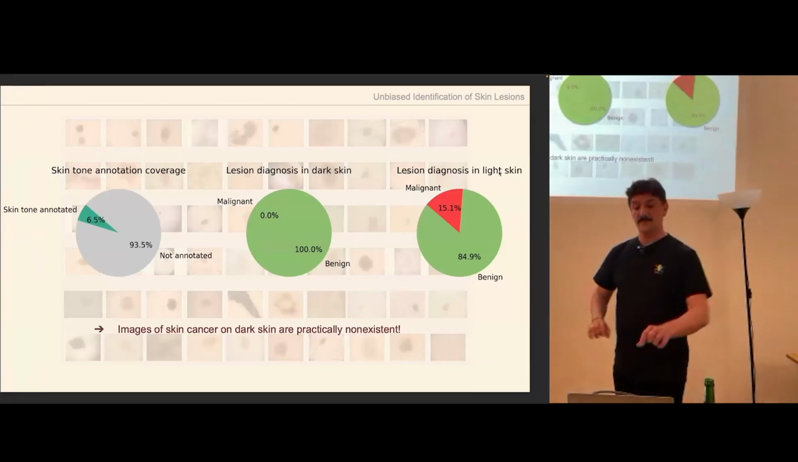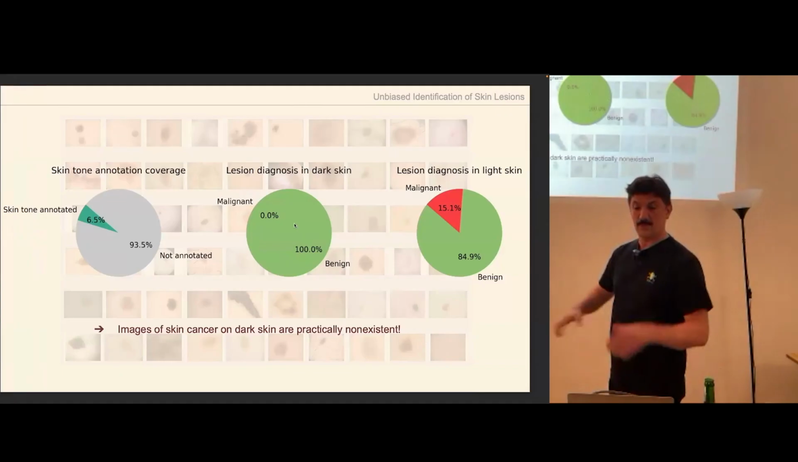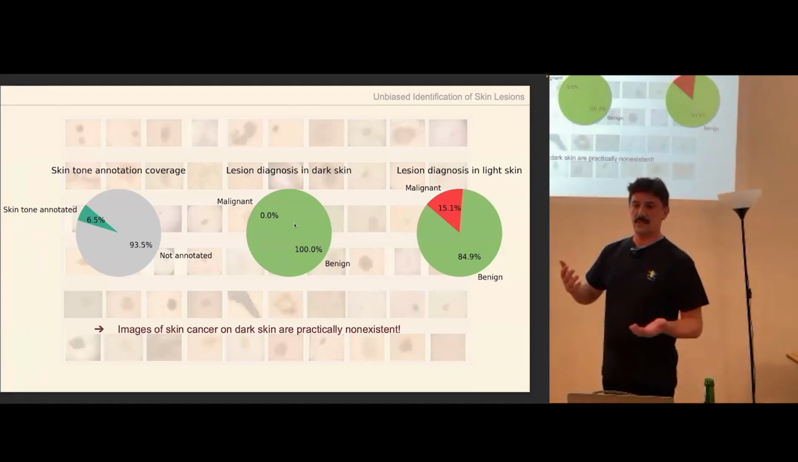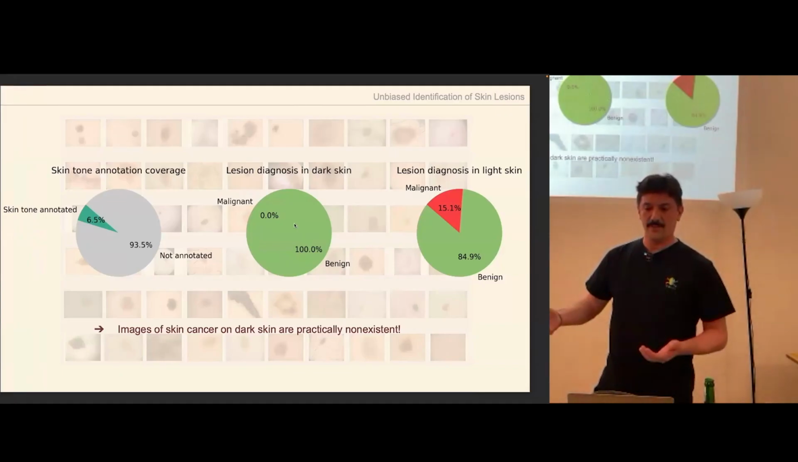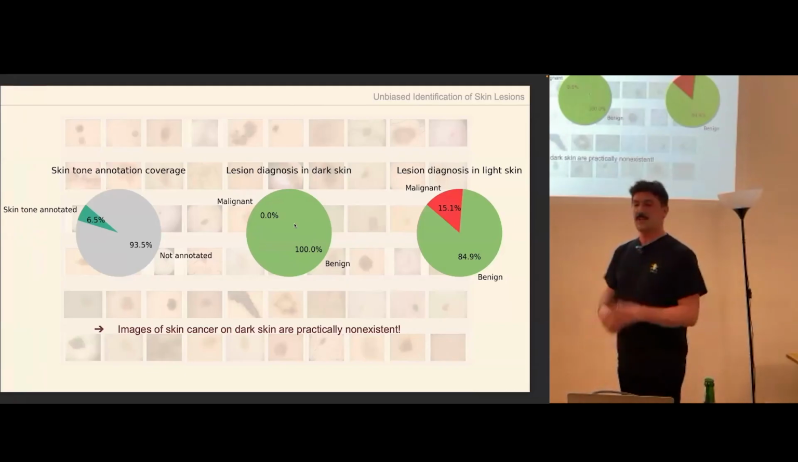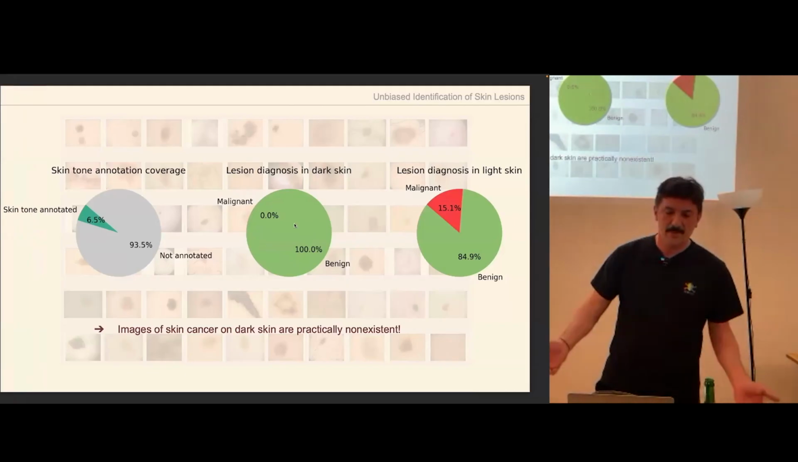Of course, one of the reasons for this is that people with dark skin develop skin cancer at a much lower rate. So this is one explanation, but it can't be the whole explanation. It's just a problem because the data is missing.